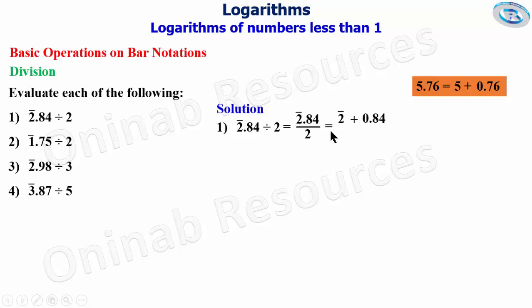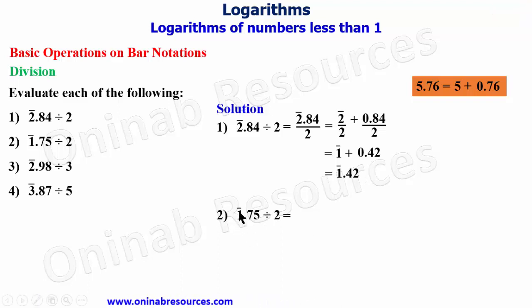Then we can divide each of the components by 2. So this bar 2 is going to be divided by 2, and 0.84 will be divided by 2. You can see now that bar 2 divided by 2 will give us bar 1. Then plus 0.84 divided by 2 gives 0.42. Adding them together, that is reversing this process now, we have it as bar 1.42. That is all for problem 1. Then we go to problem 2.